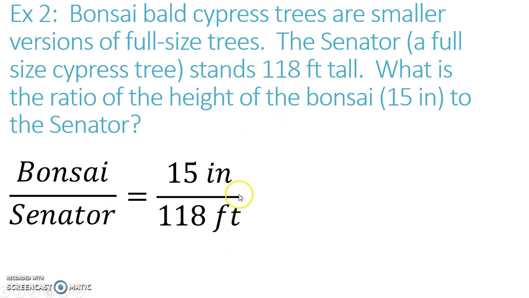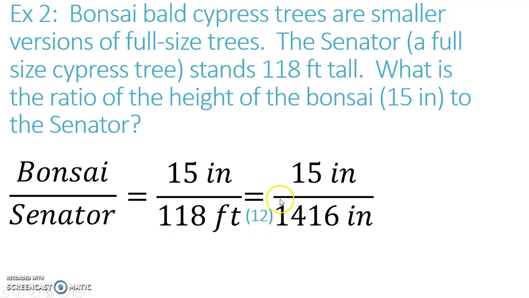Now we need these to be in the same units, and since there's 12 inches in a foot, we're going to multiply the bottom by 12, which gives us 15 over 1416, and then we can simplify that.